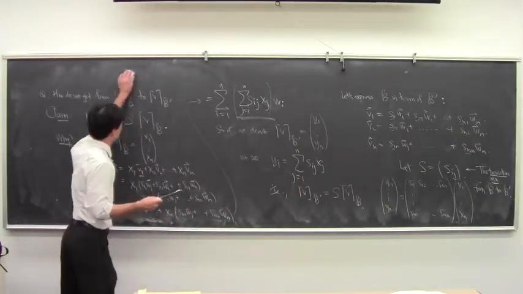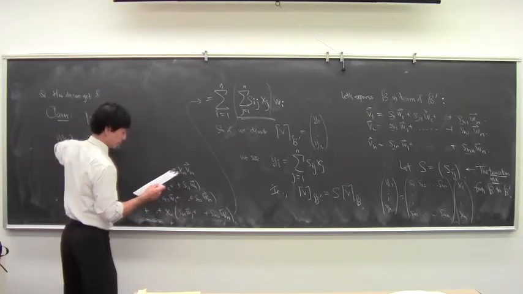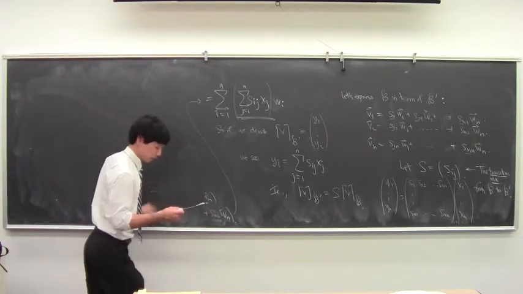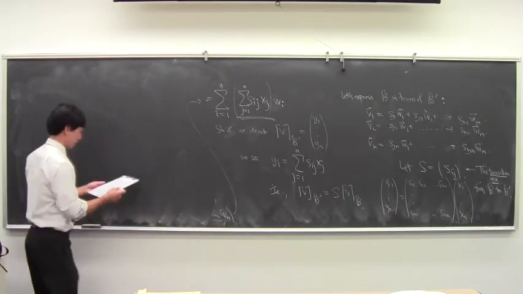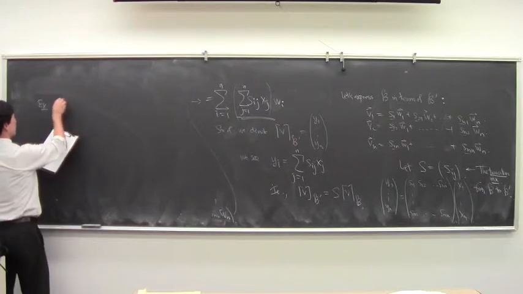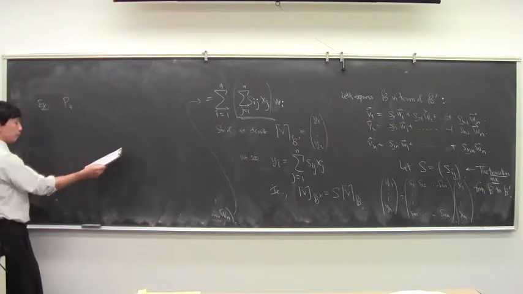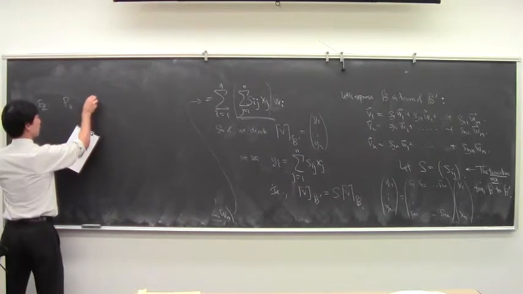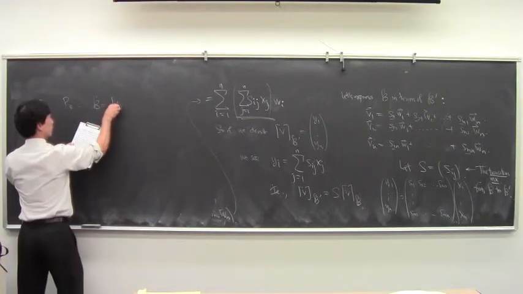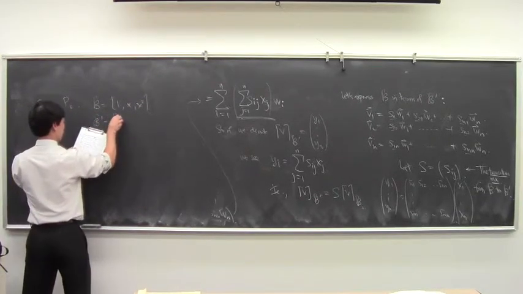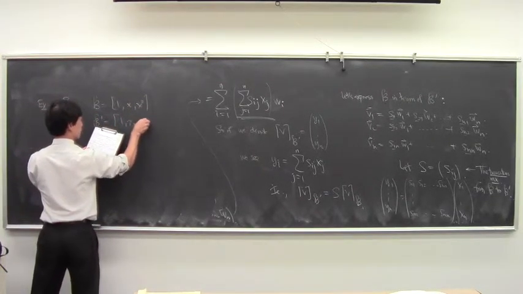For example, suppose we are in P3, the polynomials of degree less than 3, and we let basis 1 be 1, x, x squared. Basis 2 is going to be 2, x, 4x squared minus 2.